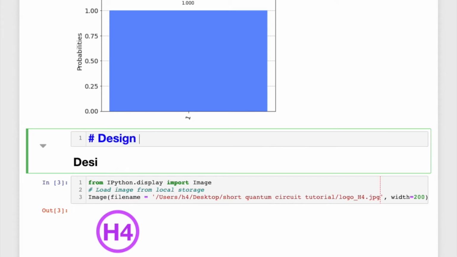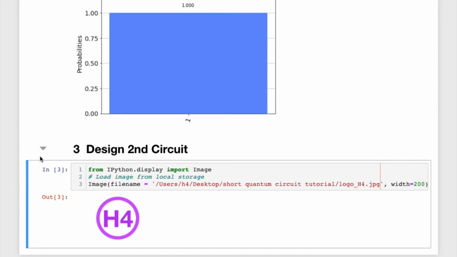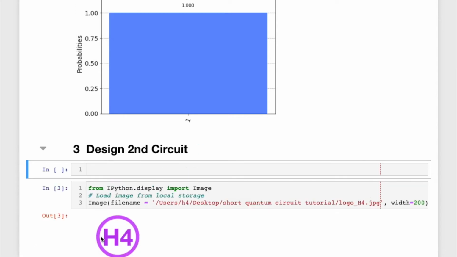So we can design the second circuit, and by doing so we can now create a circuit that is in superposition. That is not 0 or 1, something in between. Initial state. Now we call it 1 divided by the square root of 2, and 1j divided by the square root of 2 again.